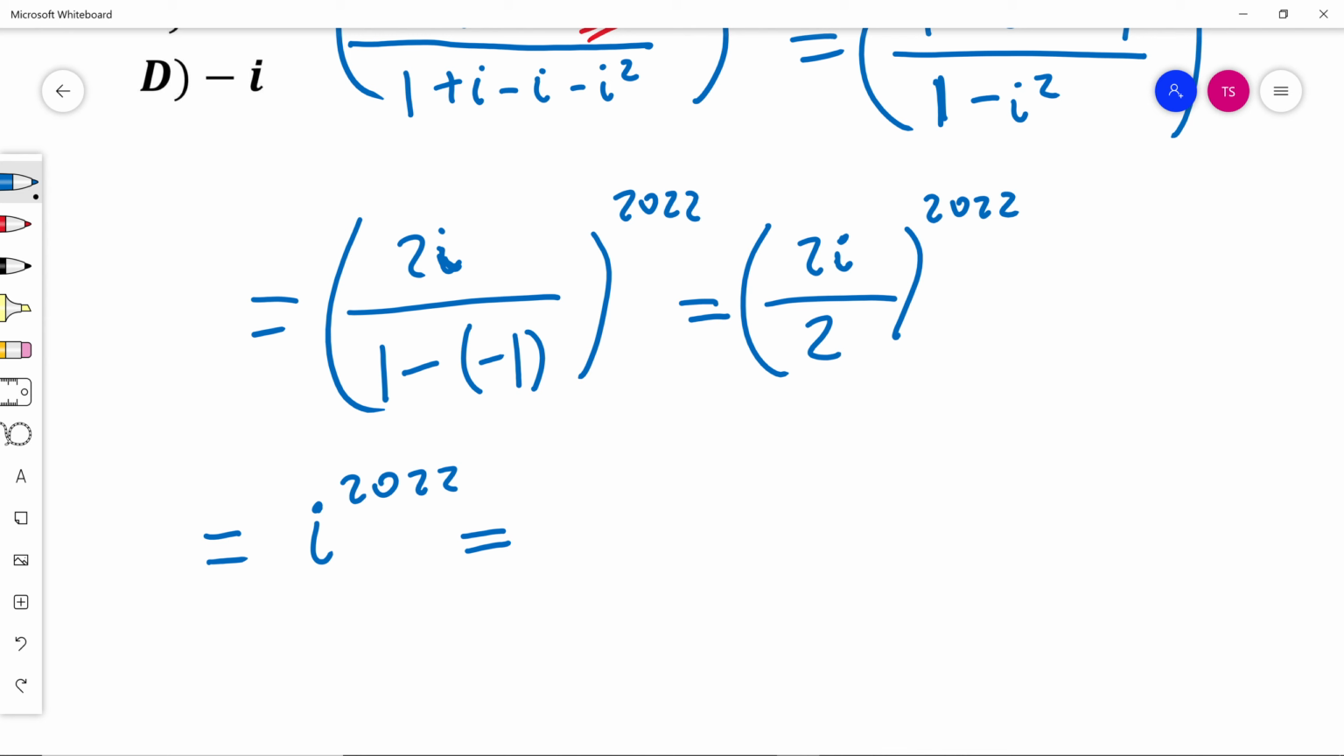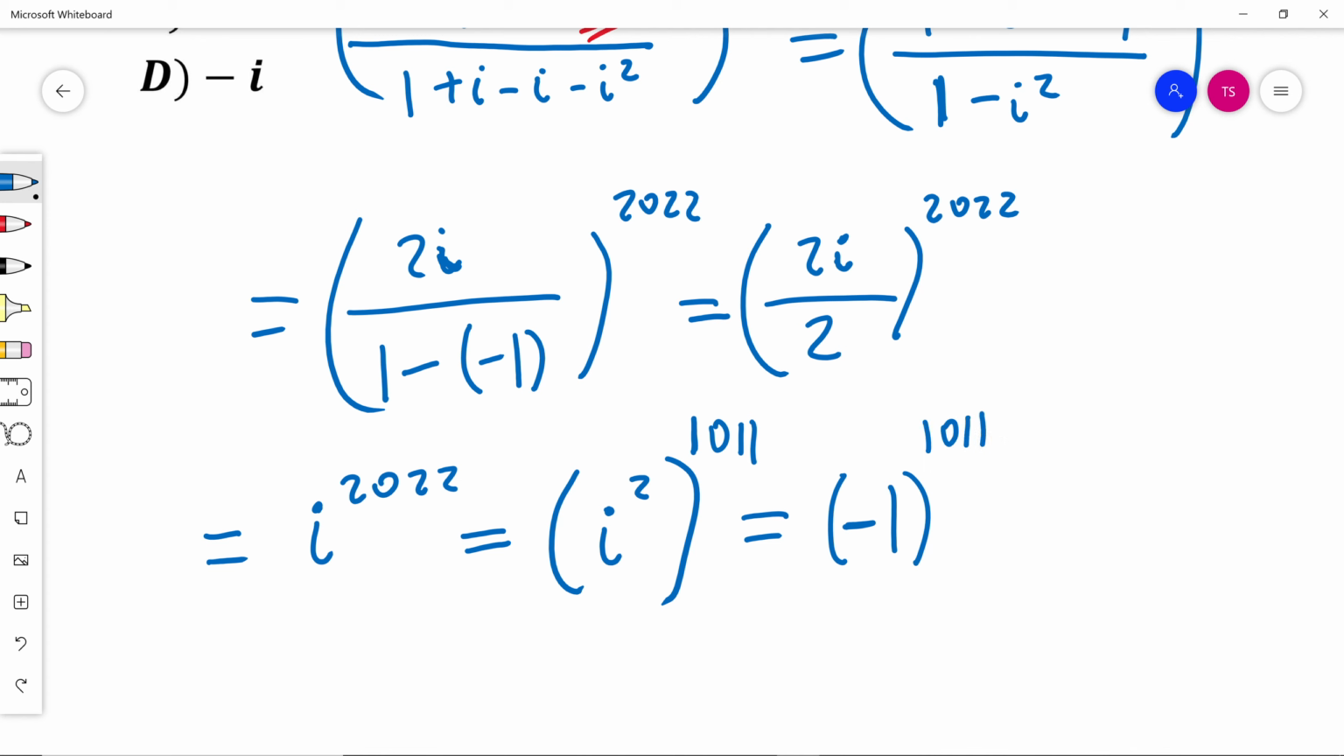So this will be equal, I can solve it for example this way. I know what i squared is, so I will just write i squared, and I have to have power 2022, so i squared will be to the power 1011. Power rule: 2 times 1011 is 2022. Next step, i squared is negative 1, so in place of i squared I just write minus 1 to the power 1011, and minus 1 to the power of 1011 is negative 1. So that's my answer, and the answer to this problem is B.